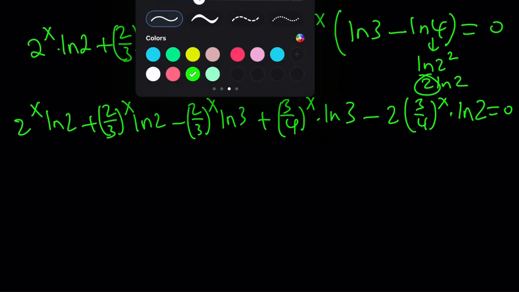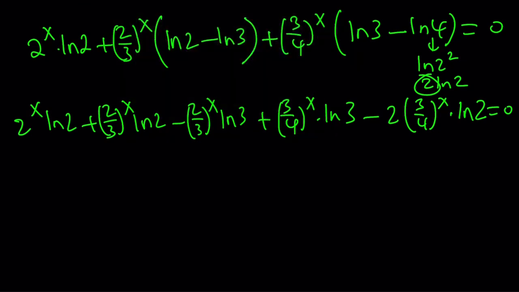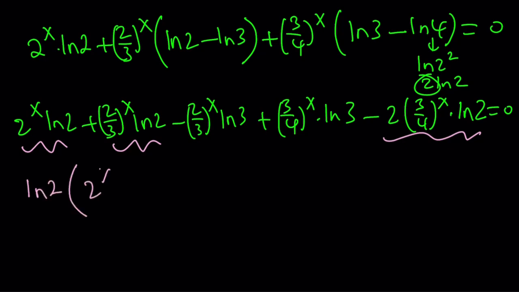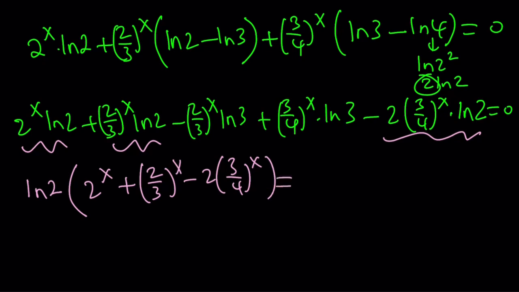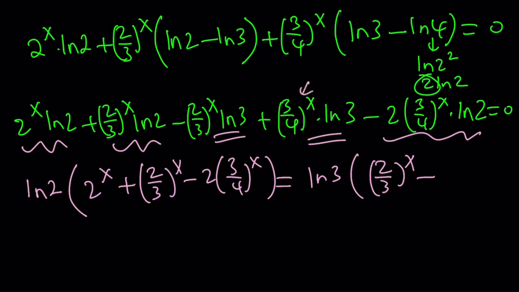Let's go ahead and simplify this by putting the ln 2s and ln 3s together. So we have these two terms, and actually this one as well. So let's go ahead and put it together and factor out ln 2. If you factor out ln 2, we get 2 to the x plus 2/3 to the power x minus 2 times 3/4 to the power x. And then on the right hand side, if you put everything here on the right hand side, everything will be negated. So we're going to get ln 3 times 2/3 to the power x minus, not plus, this is a plus, so it's going to change, minus 3/4 to the x.